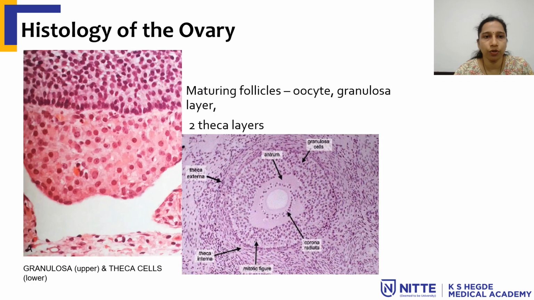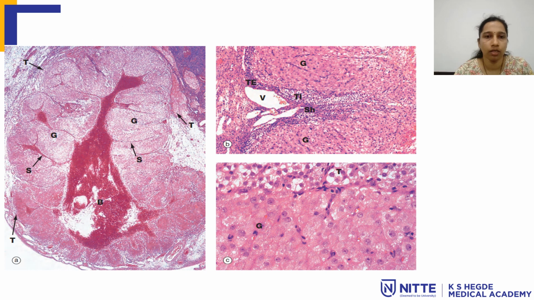So this is high power view of the Graafian follicle where you are seeing two layers. So the first layer is, the inner layer is granulosa layer and the outer layer is theca layer. So both these layers will produce estrogen and progesterone. Granulosa will produce progesterone and estrogen, whereas theca layer will produce estrogen. So once there is ovulation, the oocyte will be surrounded by the granulosa cells which is released.